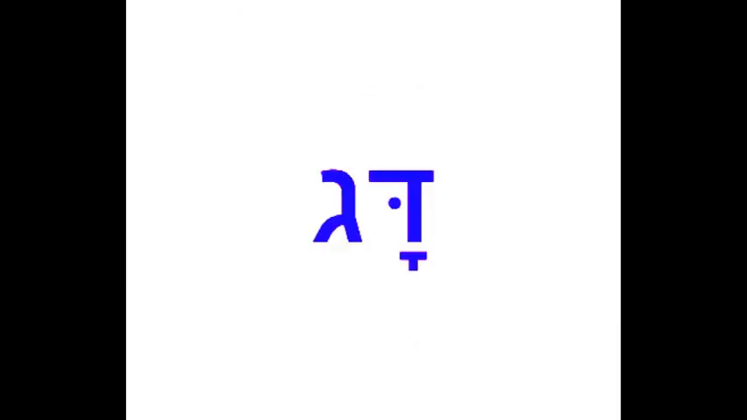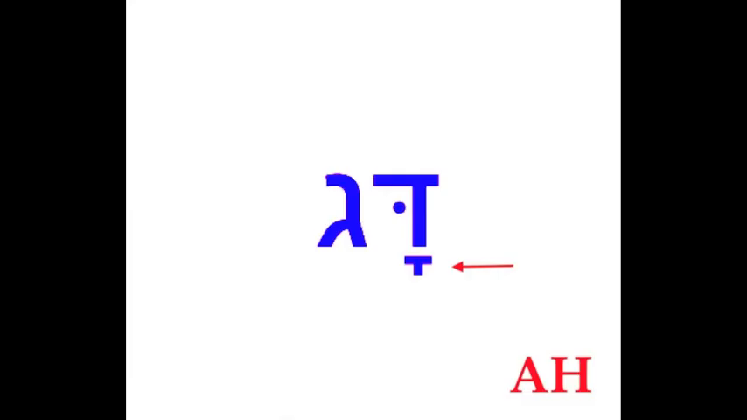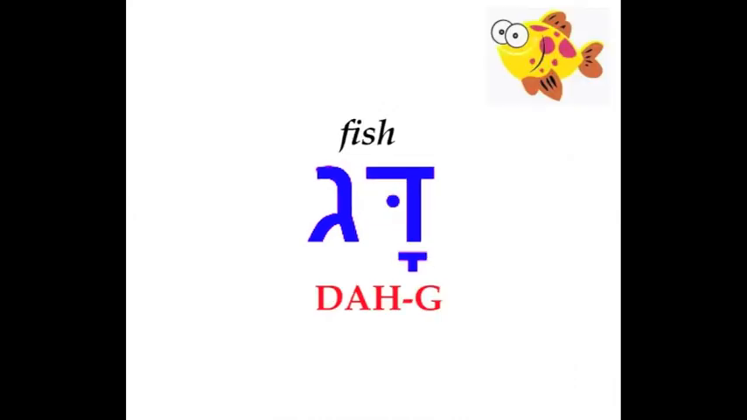Now this is the Hebrew word for fish. Remember, we start from right to left, opposite from English. D, ah, g, dog.